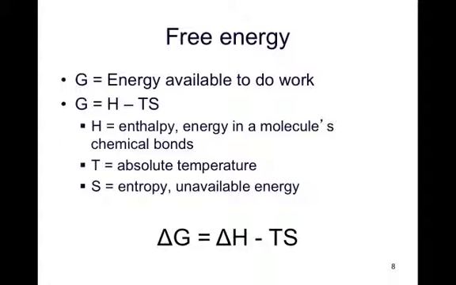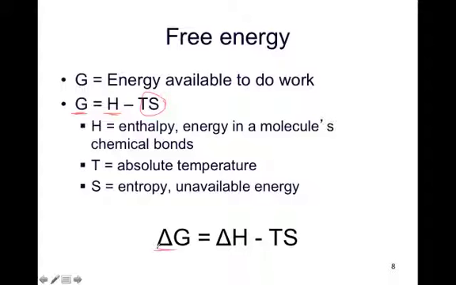So the three things you really need here: G is the energy available to do work, and it comes in two forms. H, the energy that's stored in a molecule's chemical bonds, and then some unavailable energy. So this really makes total sense, that when we consider the total energy available to do work, we can take a molecule and all the energy stored in those bonds and subtract the energy that is not available to do work, or entropy. So that brings us to the equation here. This triangle symbol is a delta.